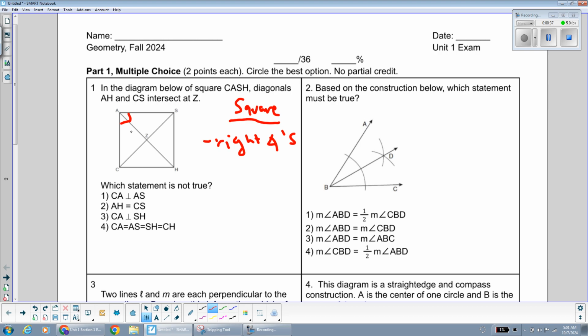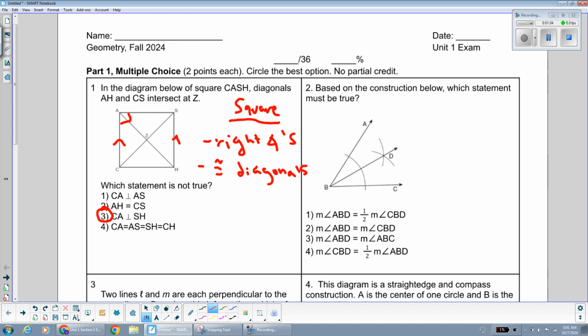AH is equal to CS. That's one of our properties of squares, that squares have congruent diagonals. So that is true. CA is perpendicular to SH. That's not true. CA and SH don't intersect. CA and SH are parallel to each other.